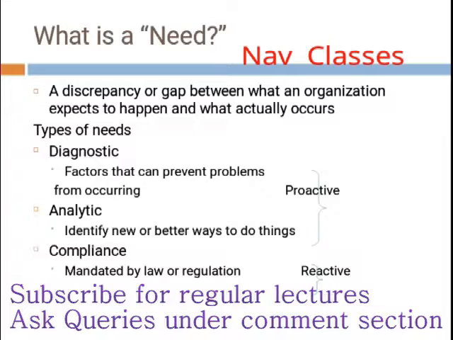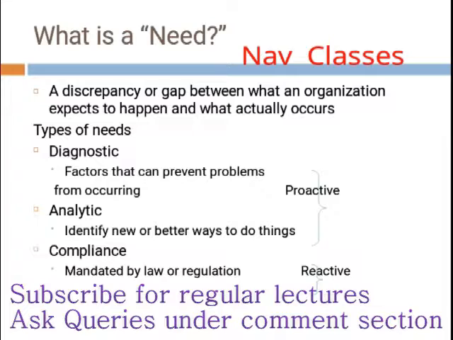Then there is analytic, identify new or better ways to do things. If we are doing our current task in one manner, and if we think that there are several manners in which current tasks can be done, and we are able to do our current task in a better way and in lesser time and in lesser cost, then we do need analysis, and we try to see whether there are other sources to do this task, and hence we are doing analytic research, we are doing analytic need assessment, to identify the new and better way to do the things.